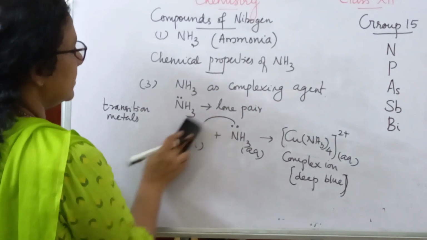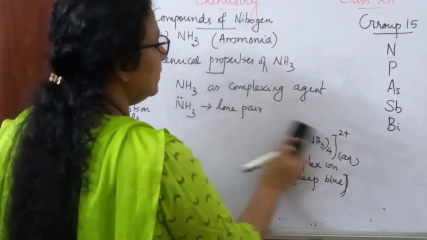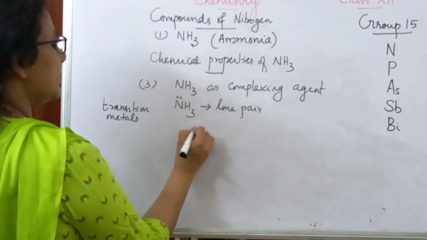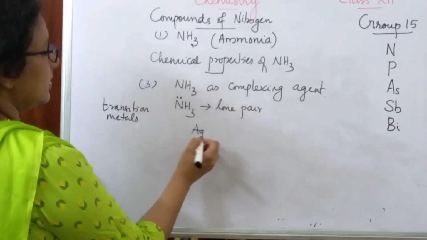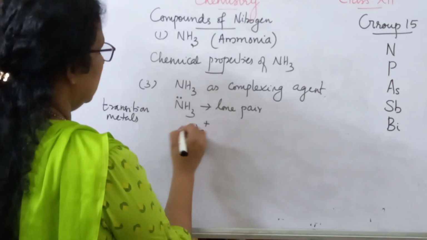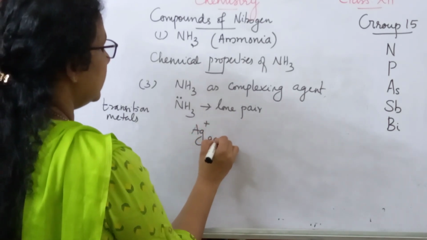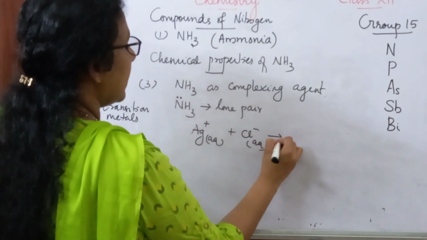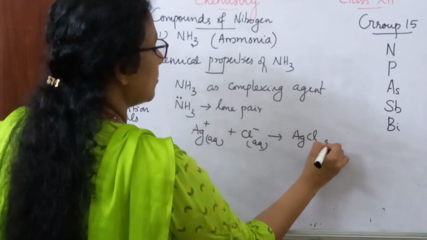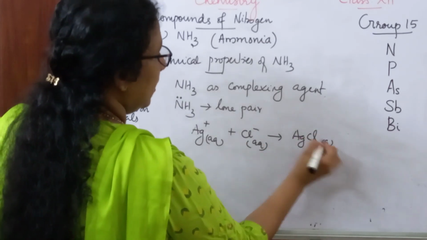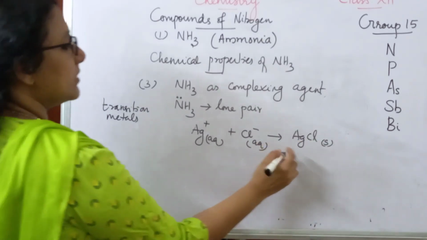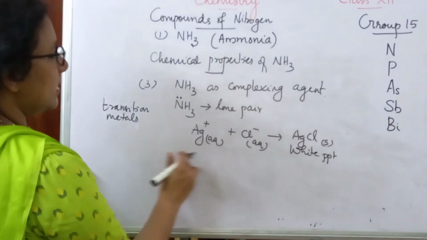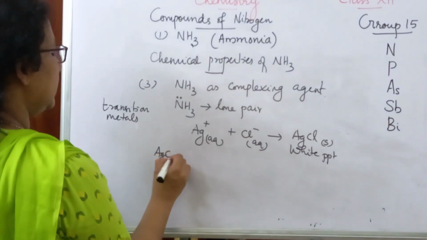Then another reaction is with silver ions. So another transition metal, that is silver. Here also we can use a silver compound: if it is Ag+ aqueous and Cl- aqueous, first of all they react together to form AgCl salt, which is a solid. So this is a white precipitate.